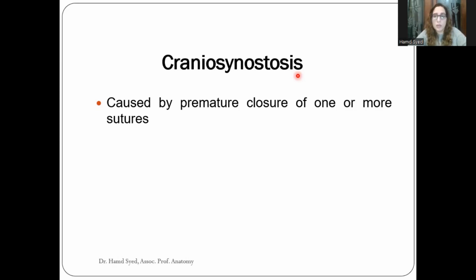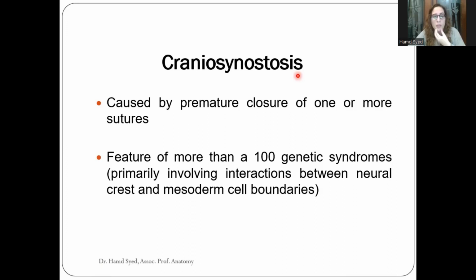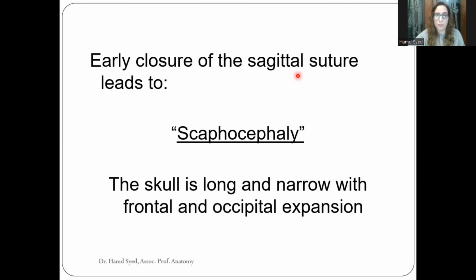And there are different types of craniosynostosis, which we'll be going into the detail of. Keep this in mind, this is a feature of more than 100 genetic syndromes. Primarily, the defect is in the interaction between the neural crest cells and the mesodermal cells at their boundaries. We know that these were the two basic embryological cell populations forming the cranium, the neural crest cells and the paraxial mesoderm. So if there is some abnormality in the interaction between these two cell populations, this can cause craniosynostosis.